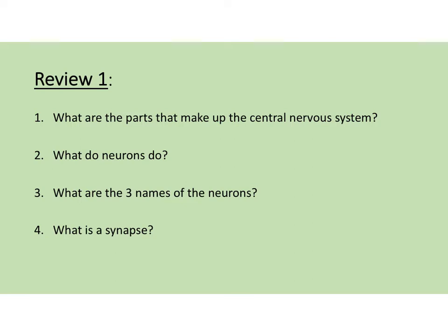Okay, so hopefully you've answered those. So the answer to question 1, what are the parts that make up the central nervous system? So that would be the brain and the spinal cord. It's important that you say spinal cord and not spine. Spine would be incorrect. So spinal cord is correct, spine is not correct. So the brain and the spinal cord.